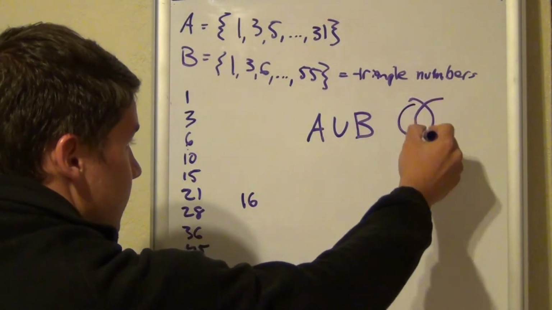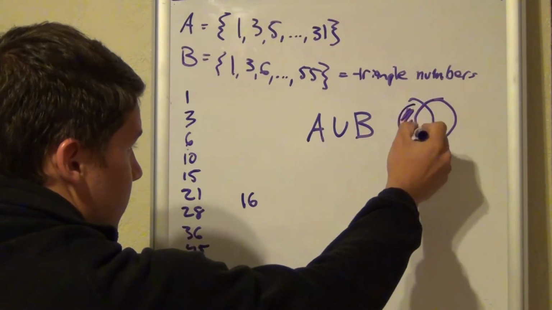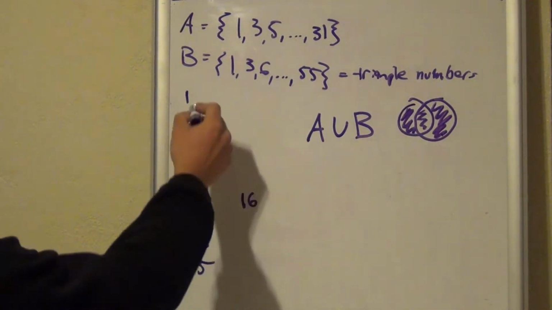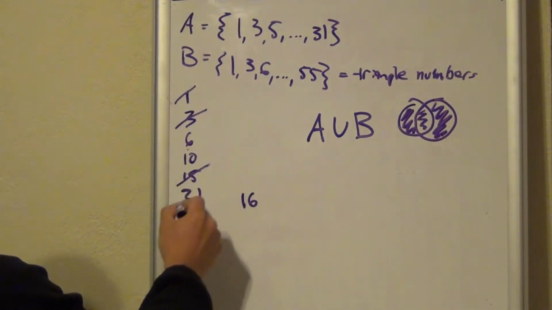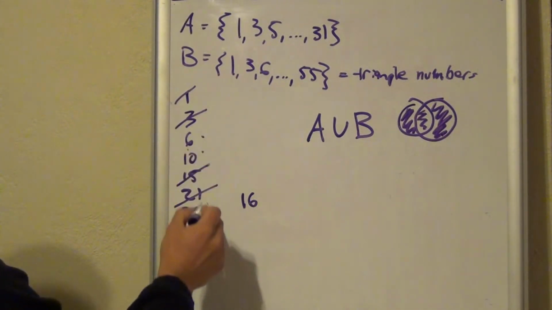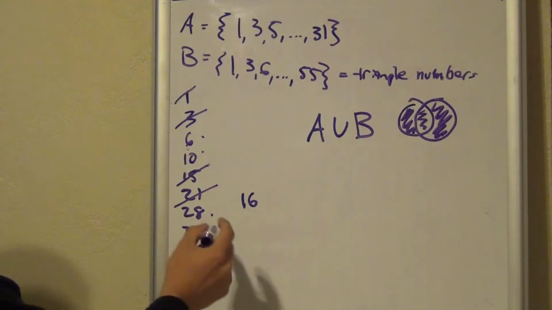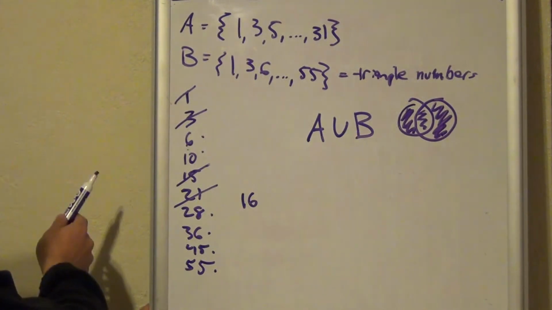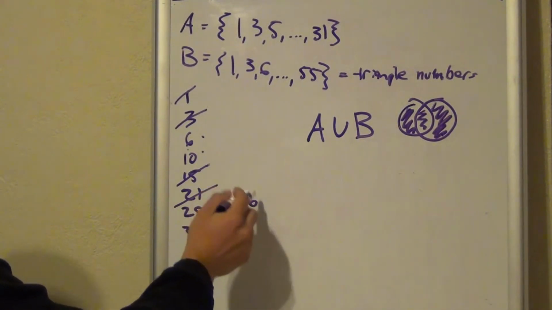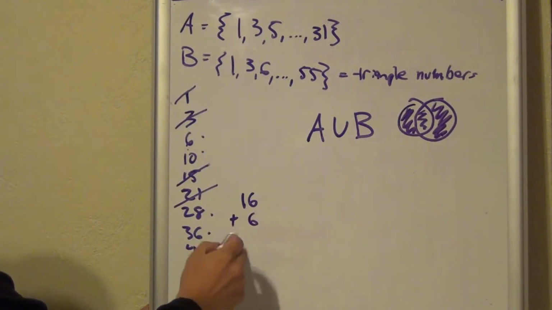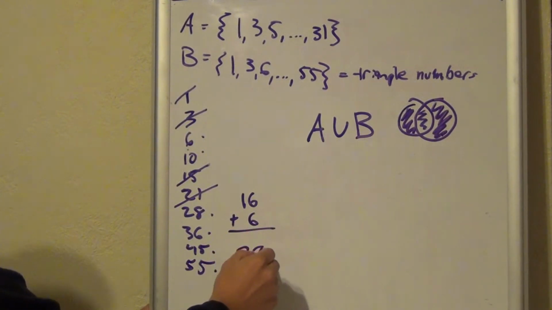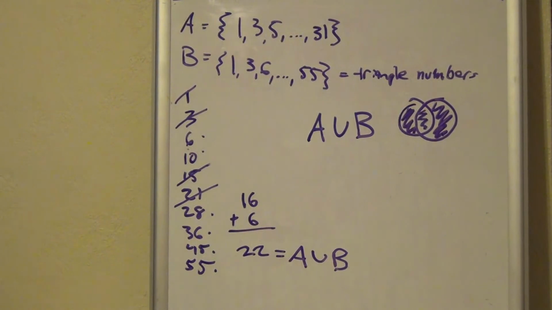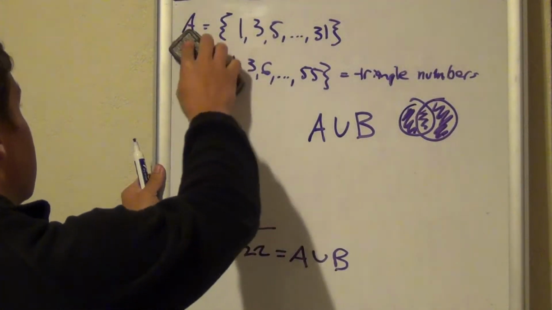So again, we have a Venn diagram. We count all of this once. We count all of this once. We count all of this once. So we'll cross out 1 and 3 and 15 and 21. And we're left with 1, 2, 3, 4, 5, 6 more elements of B that were not elements of A. So we have 16 as the number of elements in A, plus 6 is 22, and that's equal to A union B.